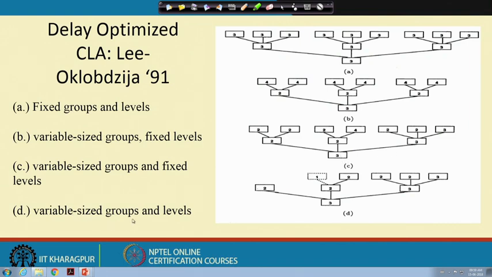Then variable size groups and levels. In this particular architecture, both the groups and the levels are variable. So, with each of these we will get a different delay for the same logic implementation.